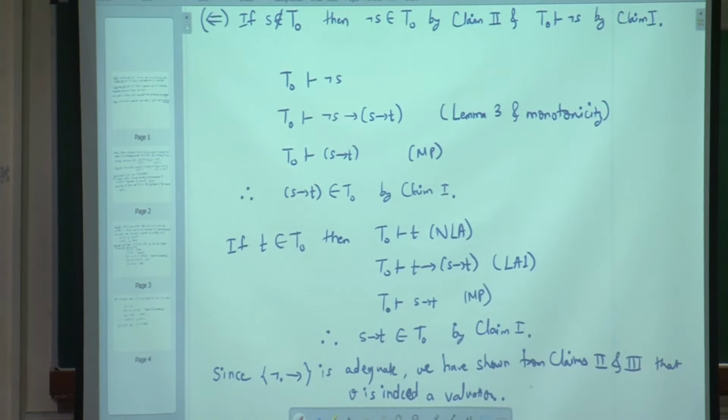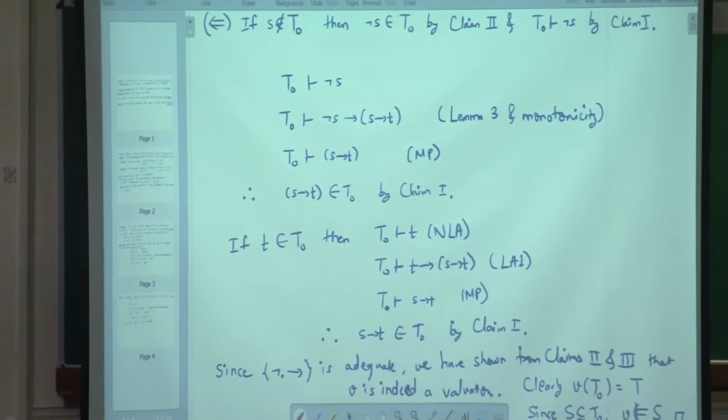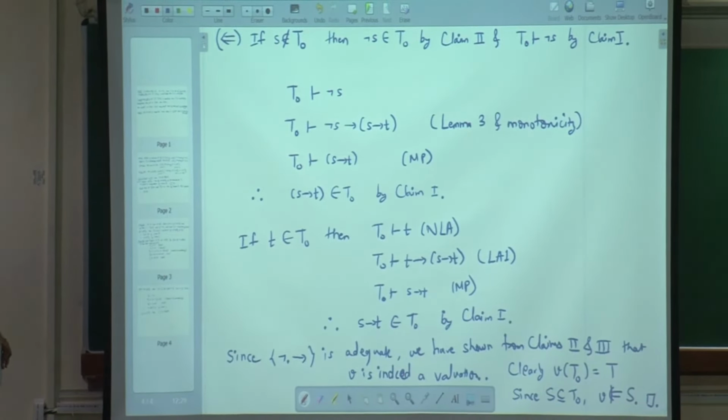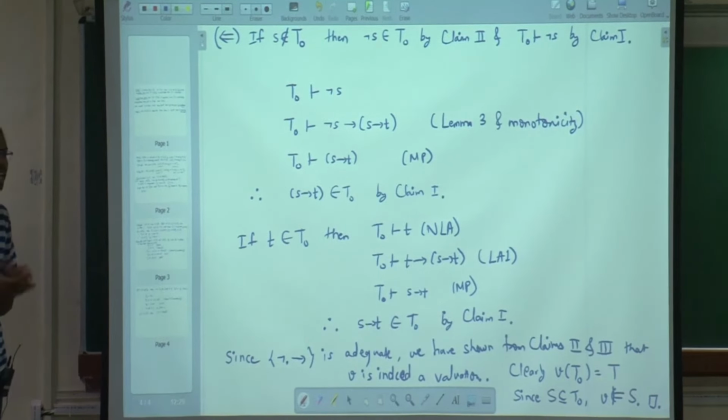Now clearly V of T naught is true, because that's how we defined the valuation. And since S is a subset of T naught, V models S. Yeah, V of capital S is true. So this completes the proof of the completeness theorem. Any questions?